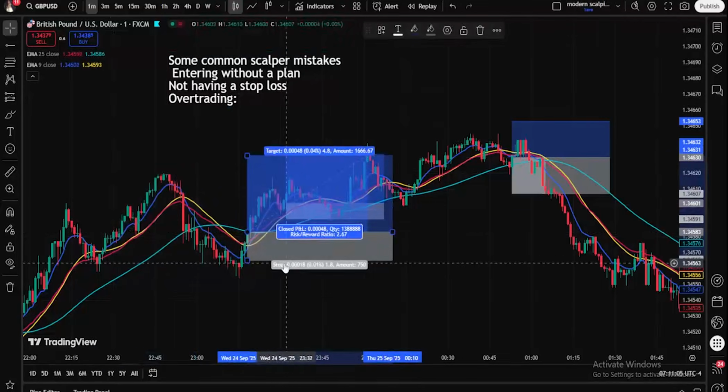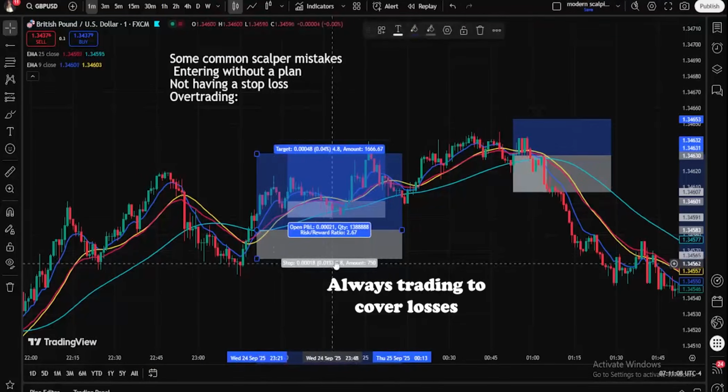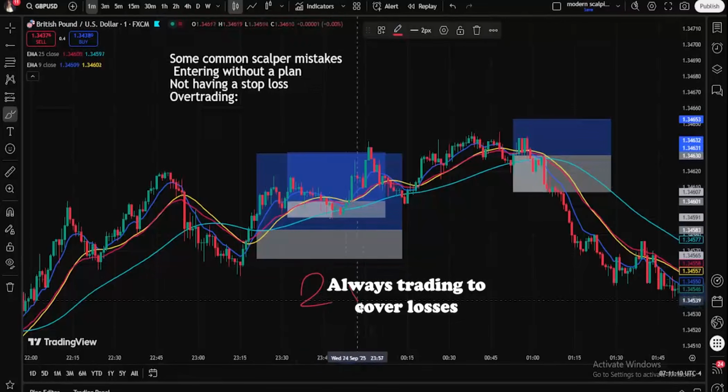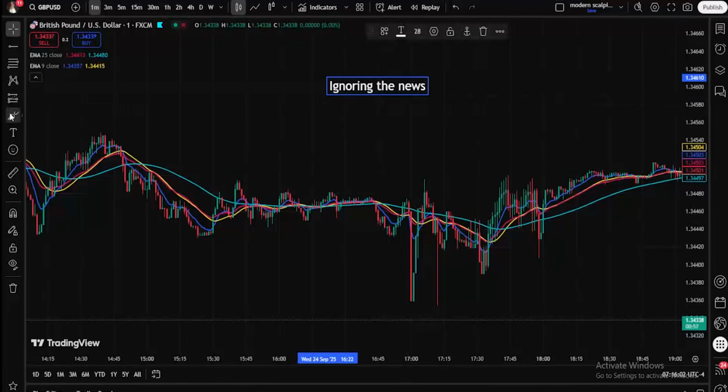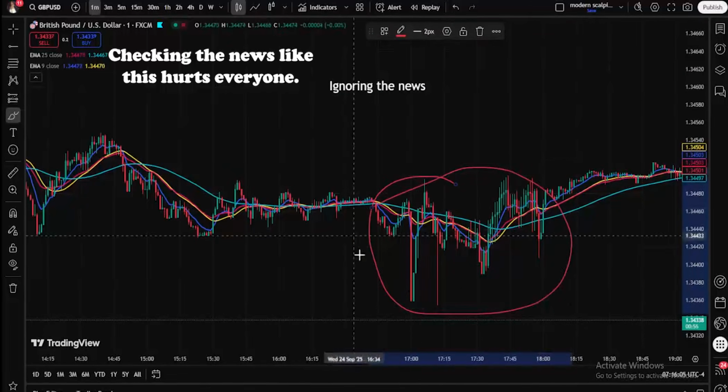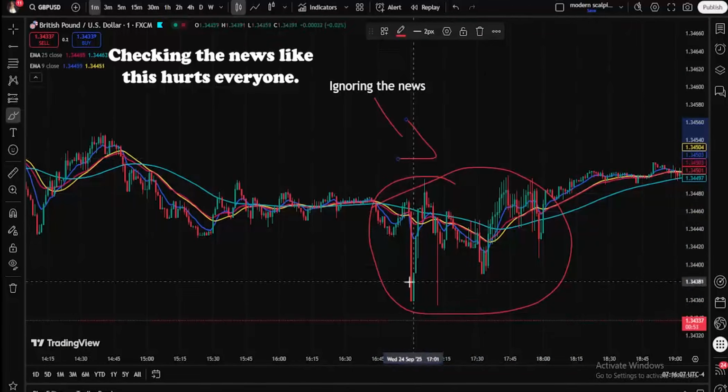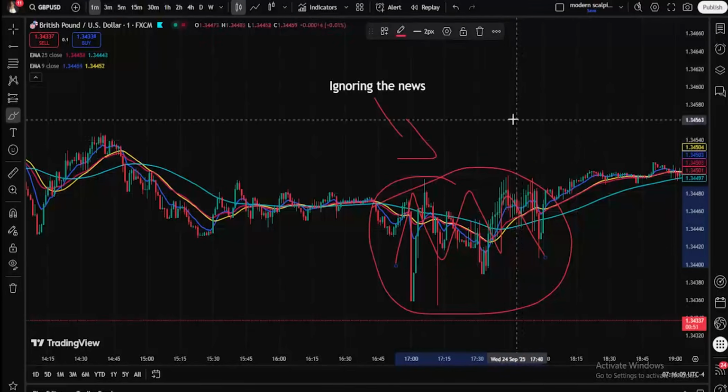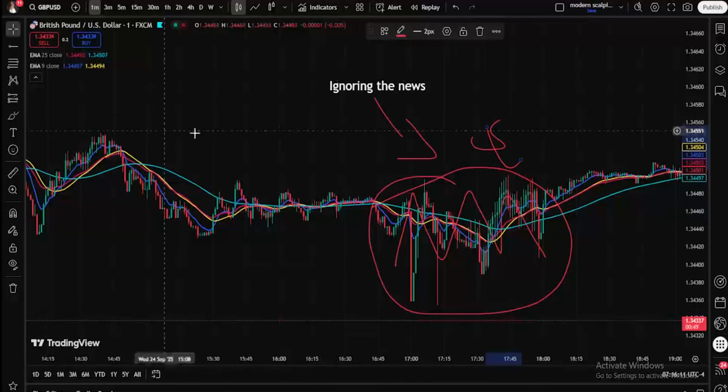Overtrading. When they lose several trades in a row, they enter more trades to compensate for the losses, out of excitement, and lose more. Ignoring the news. Scalpers should be most sensitive to economic news because it can completely reverse the trend in a few seconds. Section 8.